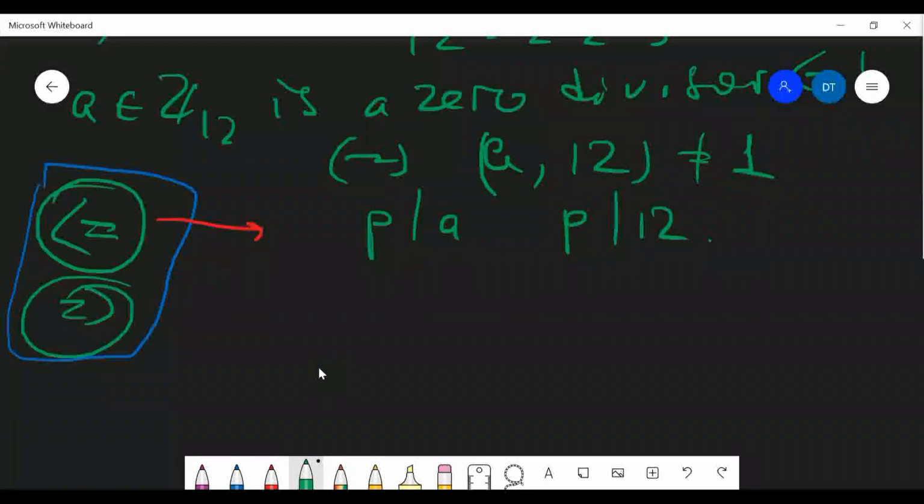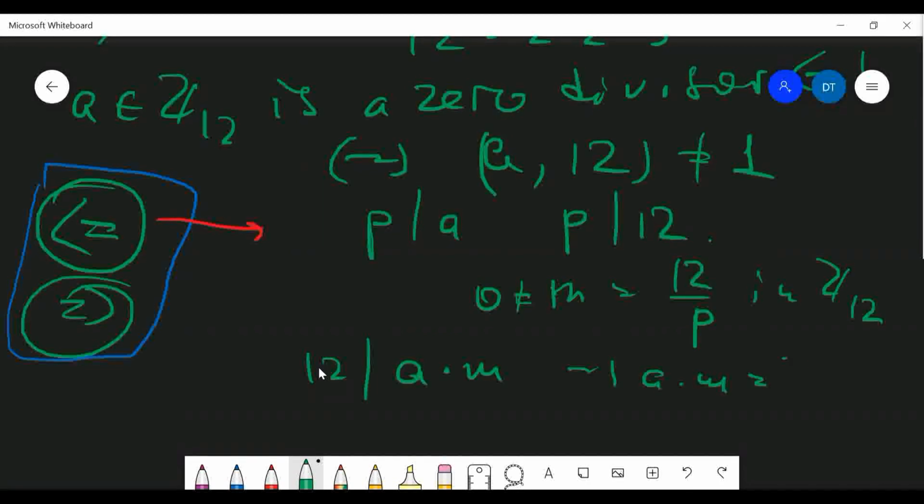Okay, and in this case, you just take M to be 12 over P, then this is not a zero element in Z12 because it's not divisible by 12. But if you multiply A by M, you will get something divisible by 12. So A times M is equal to 0 in Z12. So if they're not coprime, A is a zero divisor.